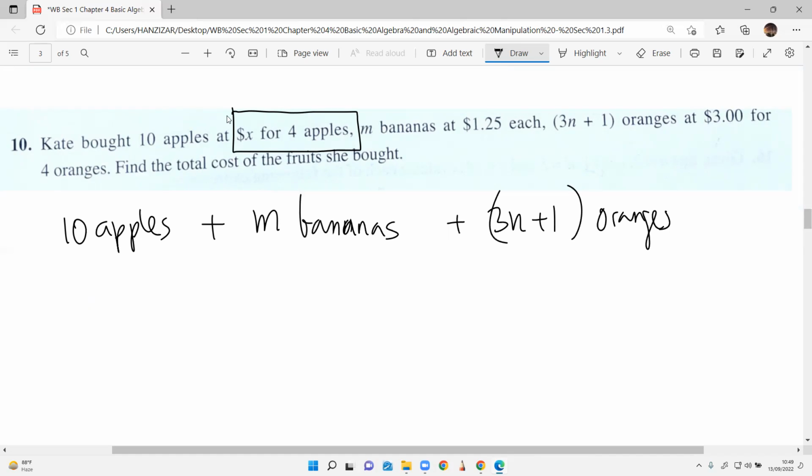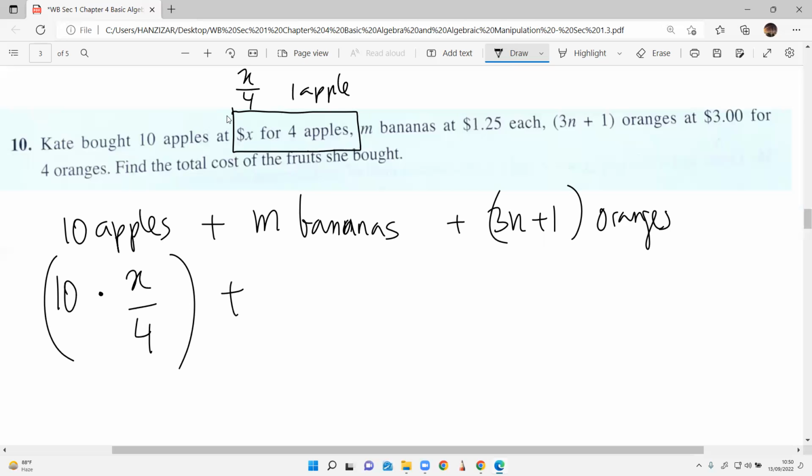Any difficulties understanding this? The hardest part is here. What is the price for 10 apples, guys? 10 times... wrong. $x for 4 apples, guys. So 1 apple, how much? x divided by 4, so x over 4, right? That's for the apples. m bananas: m times 1.25 each, so you can do it directly.